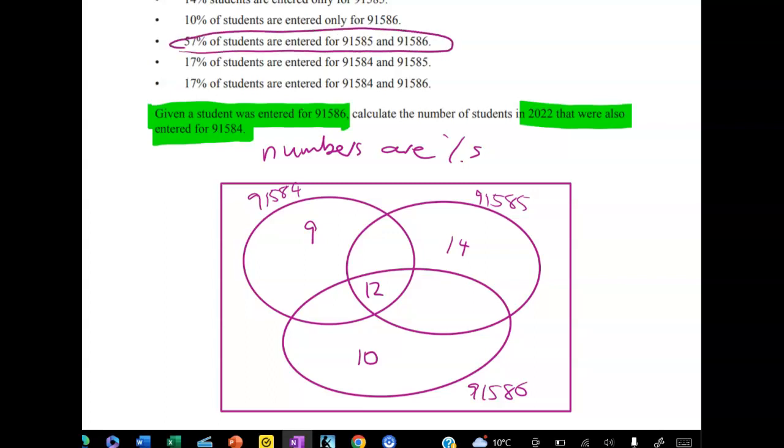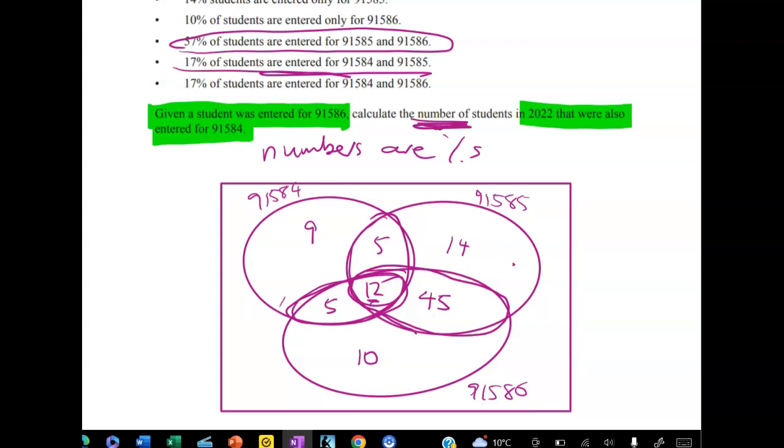57% of students are entered for 585 and 586. So that includes those 12 who are entered for all three, which means we've got to have 45 in here. And then 17% are entered for these two; we've got 12% already here, so we need a 5 here, and exactly the same thing here. Given that a student was entered for 91586, calculate the number of students in 2022, so the number, not the percentage, that were also entered for 91584.